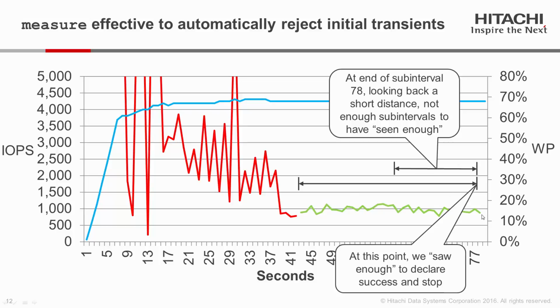So this is the moment in time when, looking back from the current subinterval that just ended to the preceding series of subintervals, the measurements were accurate within plus or minus the specified accuracy. So what I'm saying is that IV is effective. This feature is effective to reject initial transient conditions and wait for it to settle, and then measure once it is settled. So it's effective to do that.